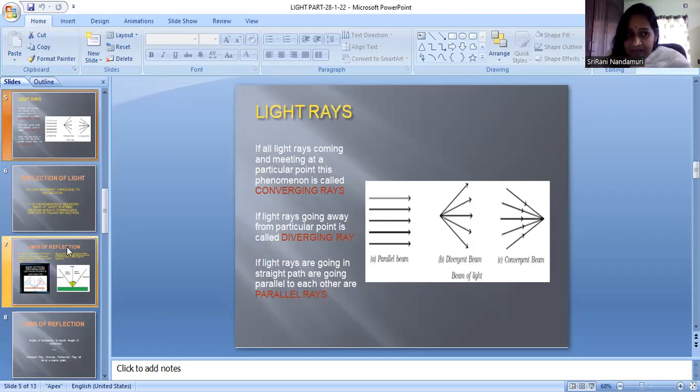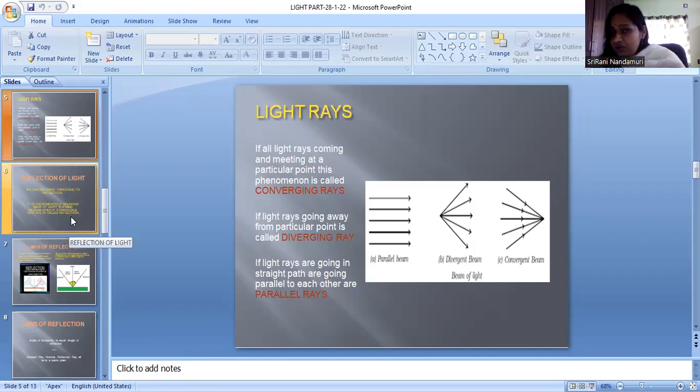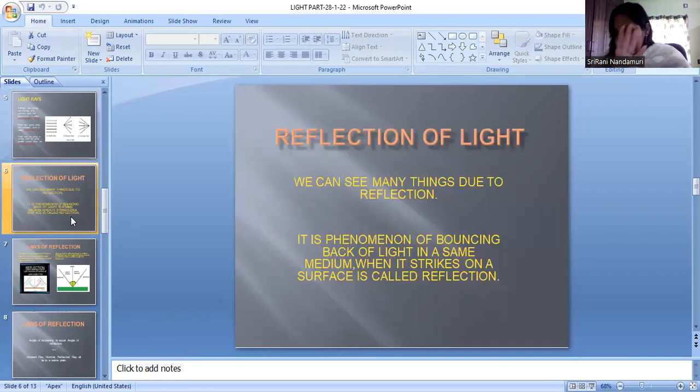Okay, children. By now, you came to know what the sources of light are, what the medium is, based upon the medium what the classification of objects is, and what the light rays are, and how you can classify these rays.